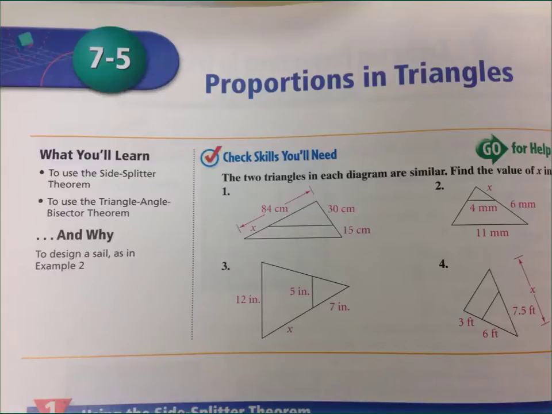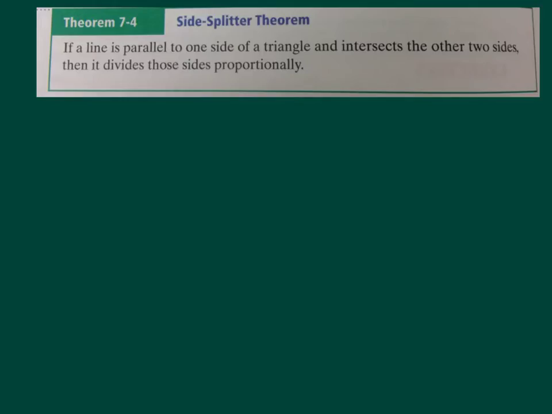In this lesson, we're going to learn to use the side splitter theorem and the triangle angle bisector theorem. First, let's look at the side splitter theorem. It says, if a line is parallel to one side of a triangle and intersects the other two sides, then it divides those sides proportionally.